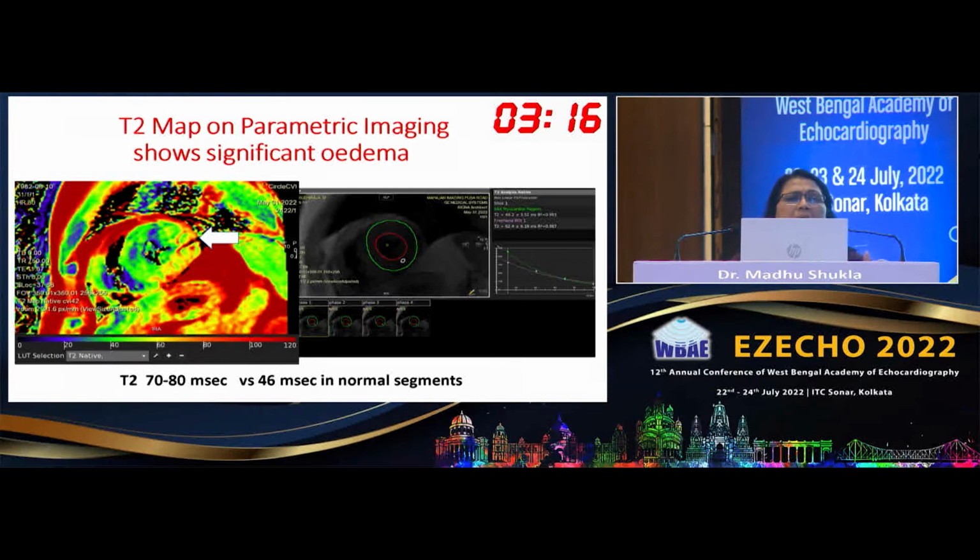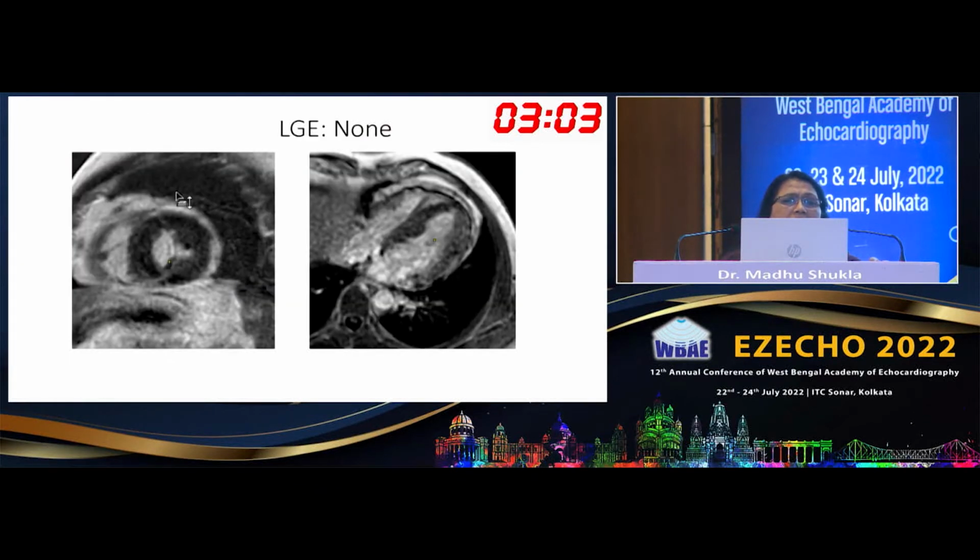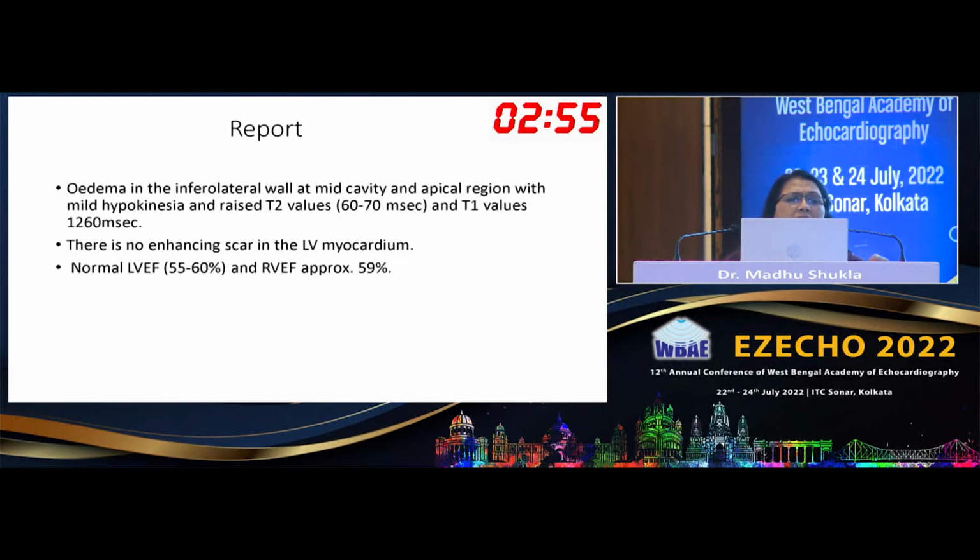And this is the T2 map on parametric imaging showing significant edema, you can see here. The T2 value is 70 to 80 millisecond. And this is the LGE, and there is no late gadolinium enhancement in this case. And there is edema in the inferolateral wall at mid cavity and apical region with mild hypokinesis and raised T2 and T1 values. There is no enhancing scar in the LV myocardium, and normal LV function and RV function.